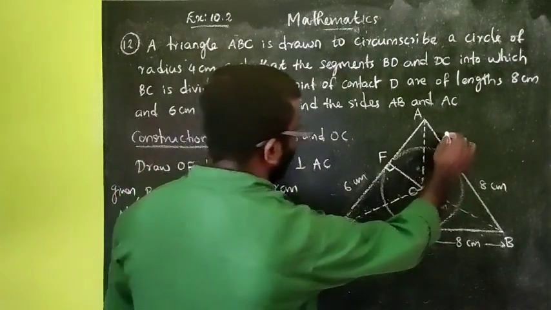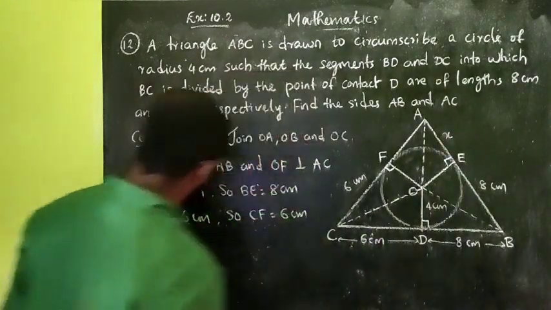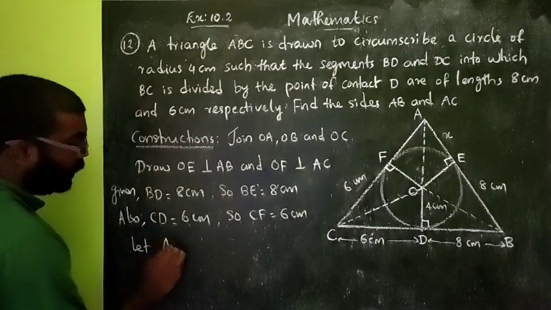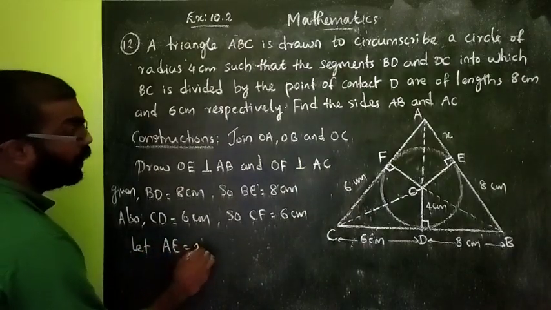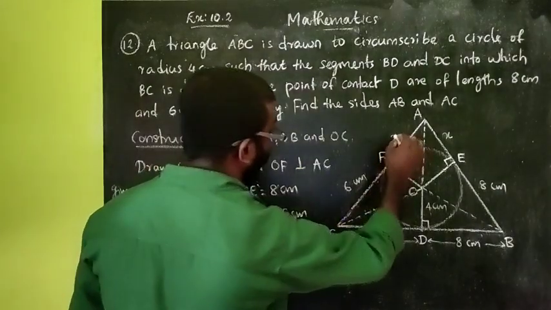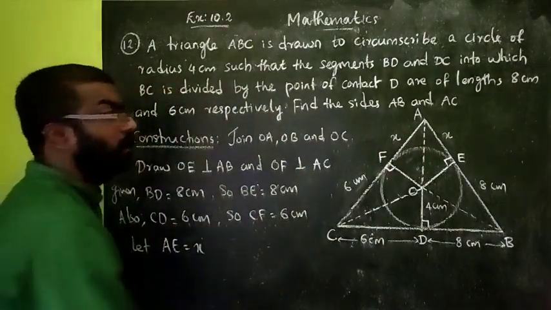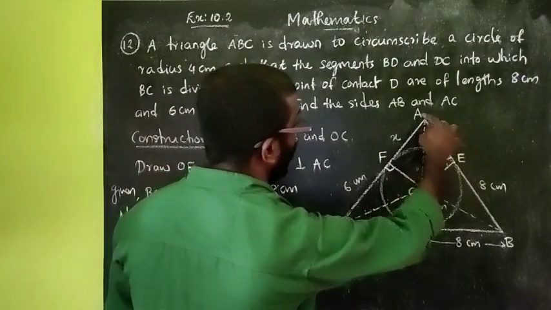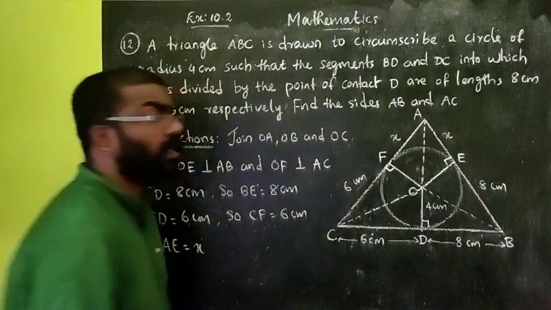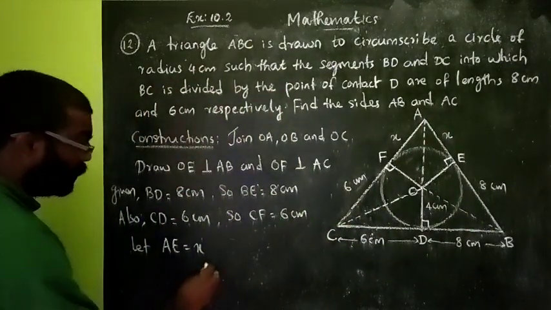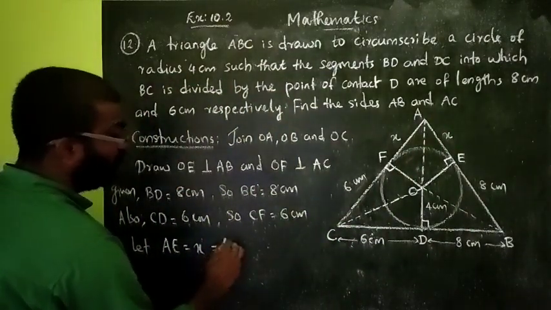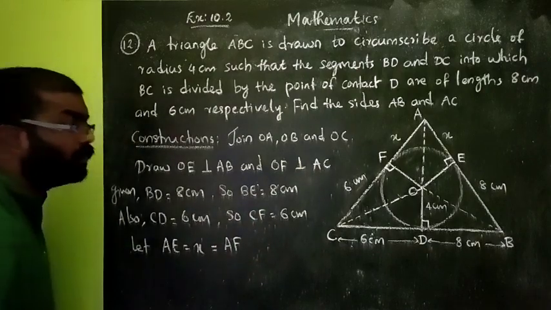Now we can take AE as x units. Let AE is equal to x. So we can say AF is also x units, because AE and AF are tangents from the external point A. So AE is equal to x, which is equal to AF.